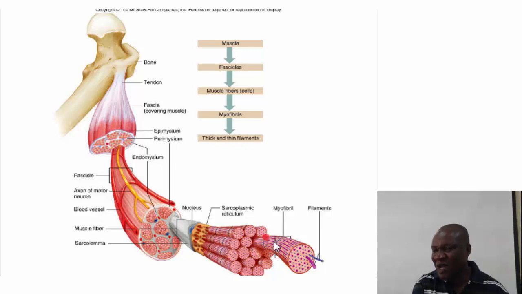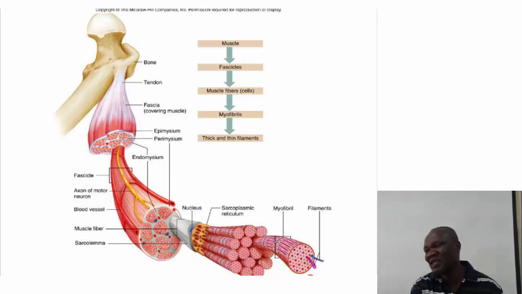Now, the muscle cell is made up of myofibrils or fibrils. So these are myofibrils, and that's a myofibril. The myofibril is then made up of myofilaments.